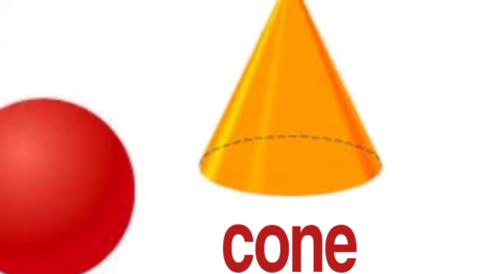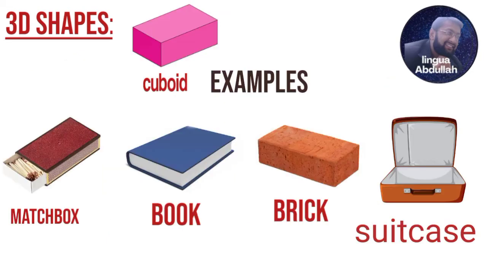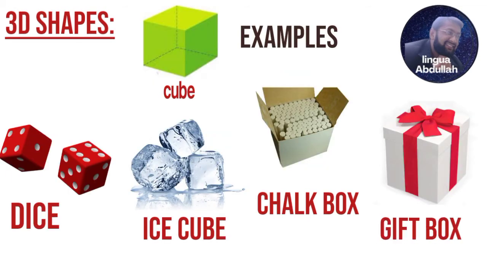And now their examples: cuboid: matchbox, book, brick, and suitcase. And now examples of cube: dice, ice cube, chalk box, gift box.